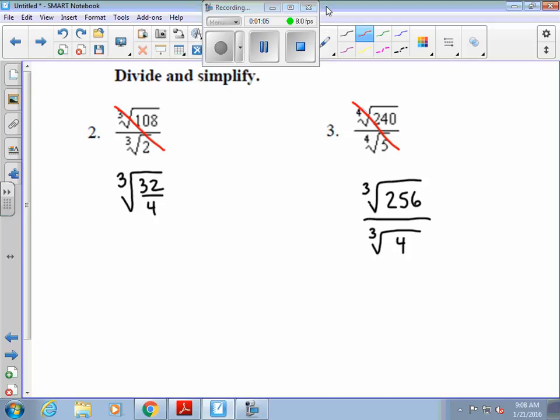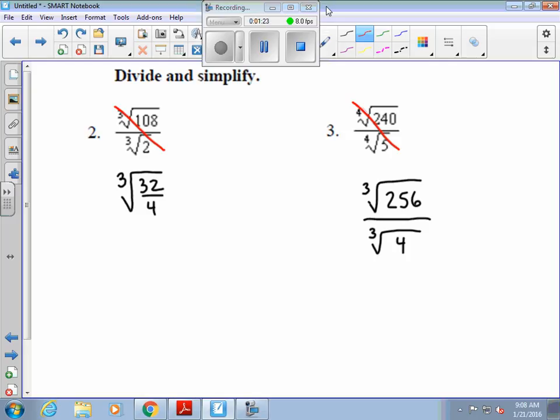We changed number 2 and number 3 as well. Number 2 originally said the 3rd root of 108 divided by the 3rd root of 2. Okay, that, if we had done that, would have given us the 3rd root of 54. Just wanted to make something a little bit simpler for you to work with since these are new.